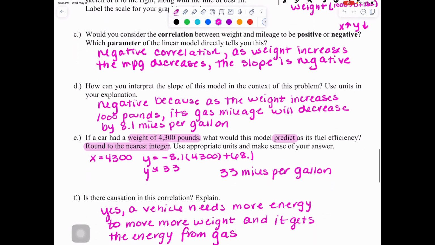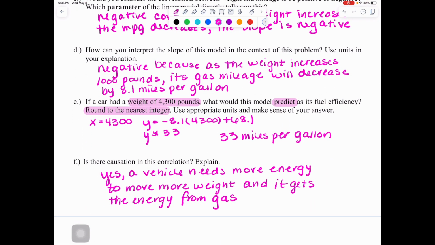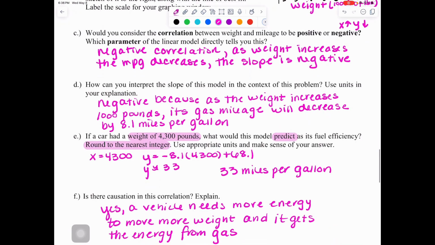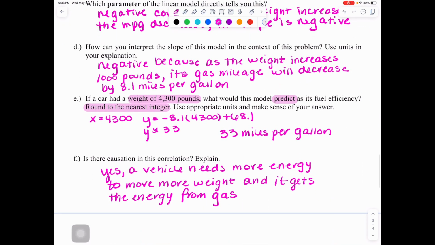In part E, if a car had a weight of 4,300 pounds, what would this model predict? As soon as I see predict, I know I should use the equation. So 4,300 pounds is the weight, and weight was an X value. So I'm going to put in X equals 4,300, calculate that on my calculator, and when I round to the nearest integer, I get 33 miles per gallon. That would be the prediction for a car that weighs 4,300 pounds.